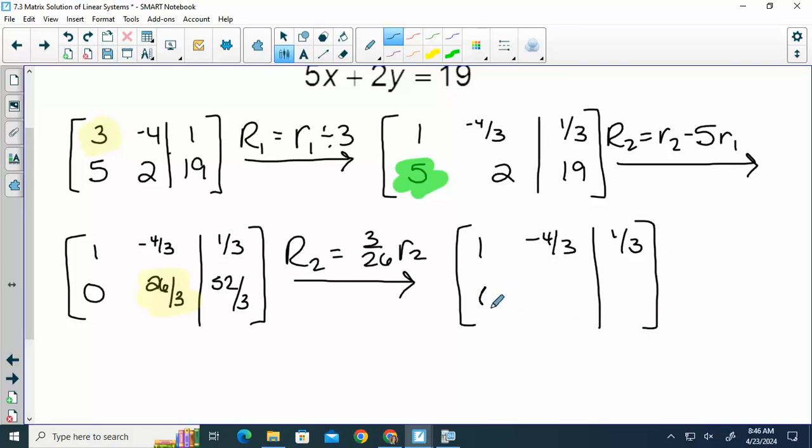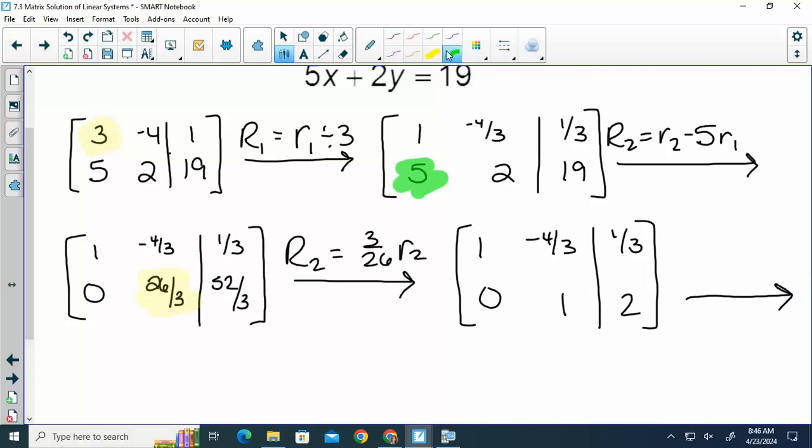So 0 times anything is still 0. 26 over 3 times 3 over 26 is 1. 52 over 3 times 3 over 26 is 2. Okay, so we are one step from the answer.